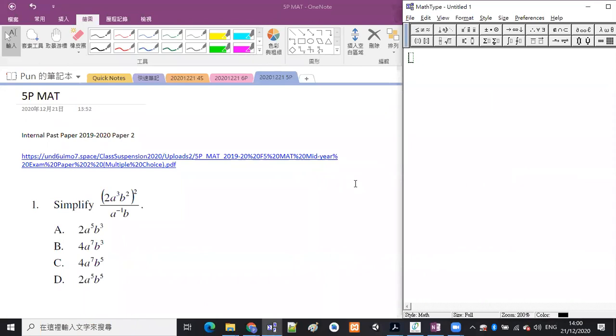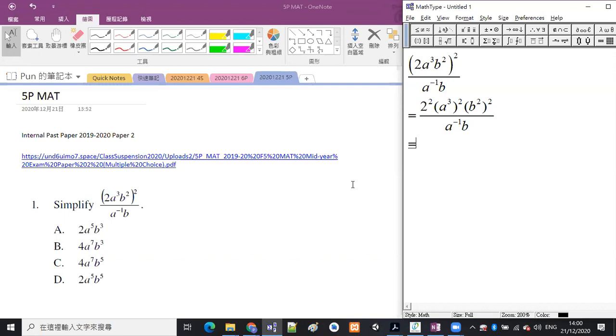Laws of indices. So we're going to do this: 2a cubed, b squared, all squared, over a negative 1 and b. I always say that if you see a bracket with a power, then you just share that power to every part inside the bracket first. Okay, so 2 gets the square, a cubed gets the square, and b squared gets the square. Every other thing is just copied.